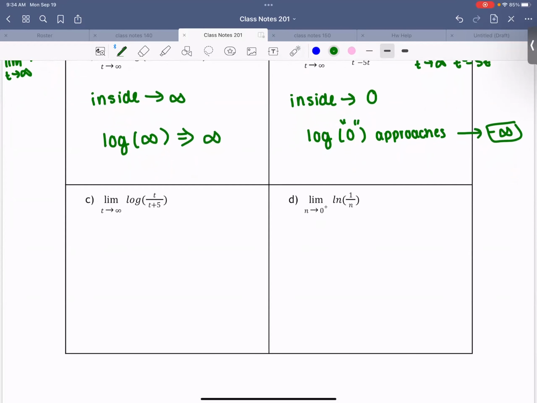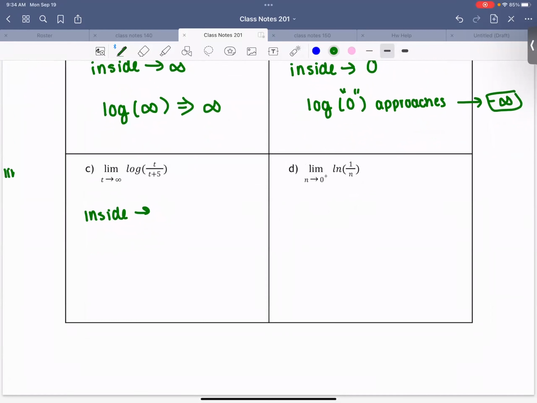Let's look at part C, okay? Now, when we're looking at log limits, we want to find what the inside's going to first, right? And whenever I say what the inside's going to, I'm technically looking at the limit as t approaches infinity of the inside, t over t plus 5. What is that limit? 1. And why is it 1?